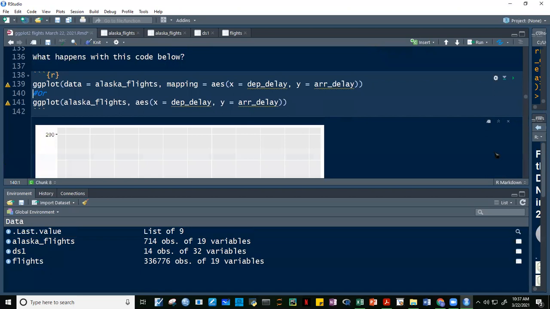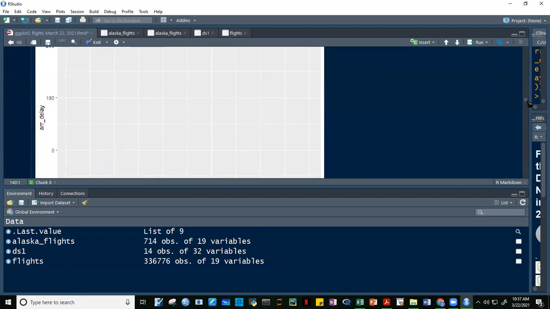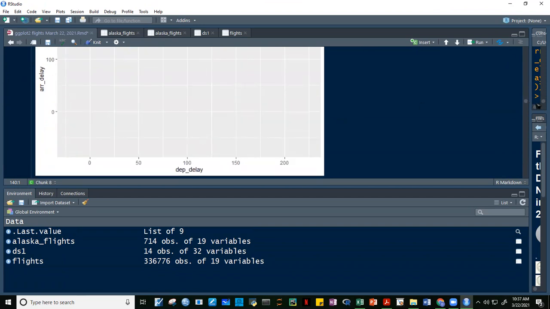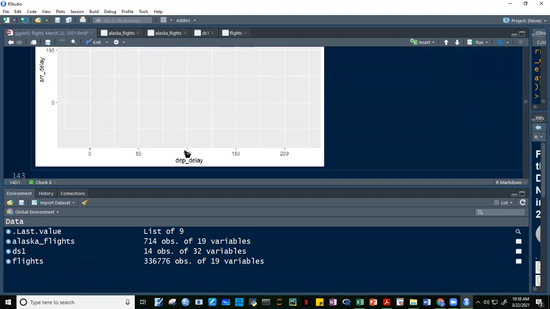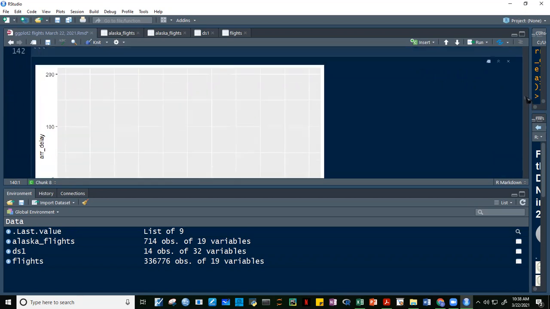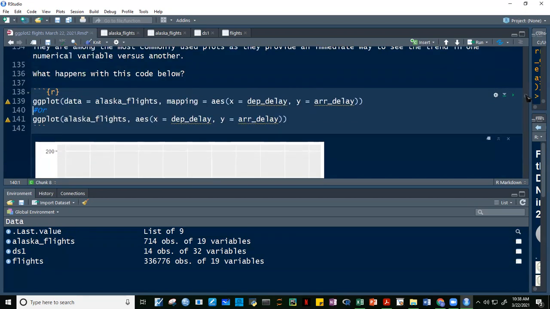Okay, so let's run this. When we run this, what happens? Okay, you have a plot, guys, where we identified our y-axis, which is arrival delay, and our x-axis, which is departure delay. X and y. Okay? Any questions so far, guys? Please chat if we're clear so far. Okay, good.